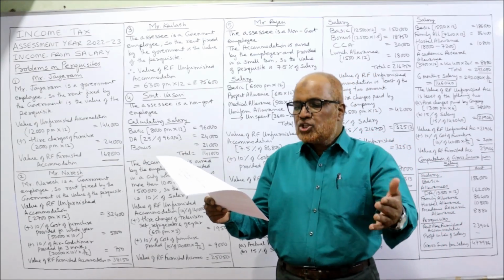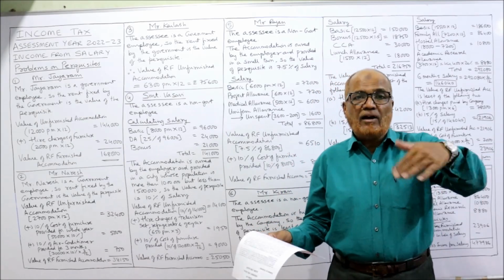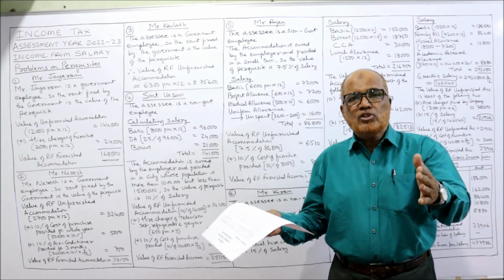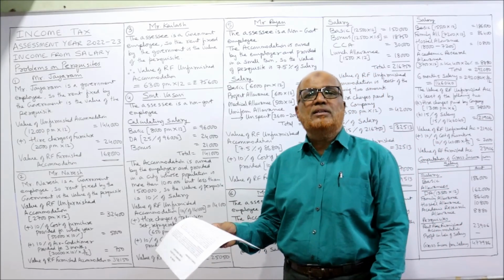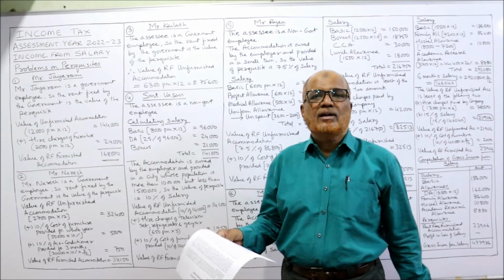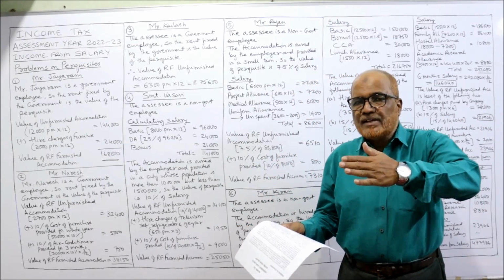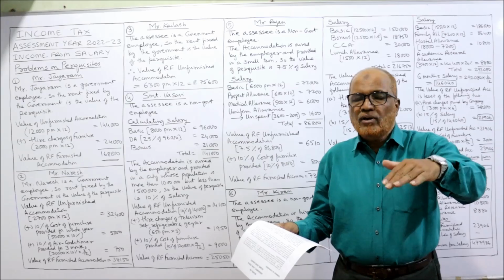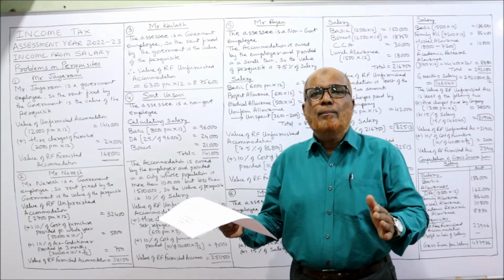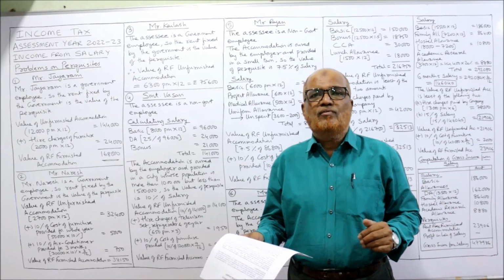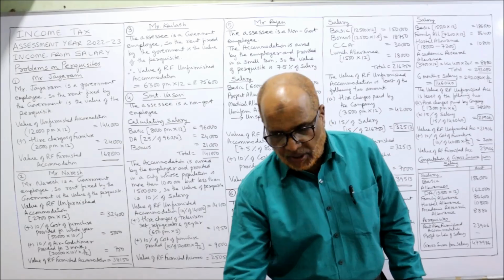And later she was provided with furniture at a cost of 1,20,000. After 3 months, she was provided the furniture, complete furniture. The cost of the furniture is 1,20,000. So 10% of 1,20,000 into 9 by 12. Because first 3 months, a hired furniture was given. Later 9 months, the complete cost of 1,20,000 furniture is given. Then compute the value of rent-free accommodation.